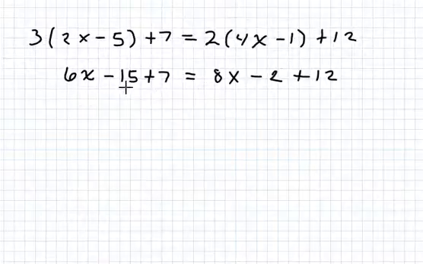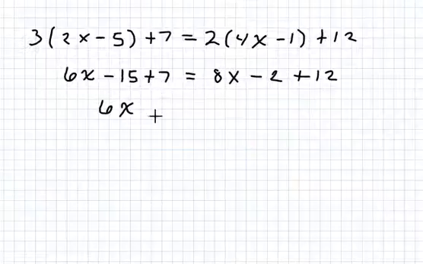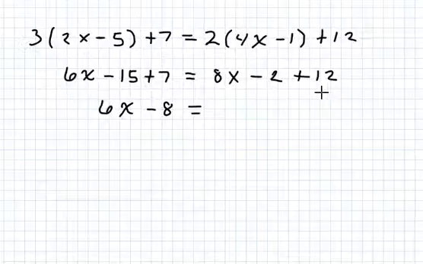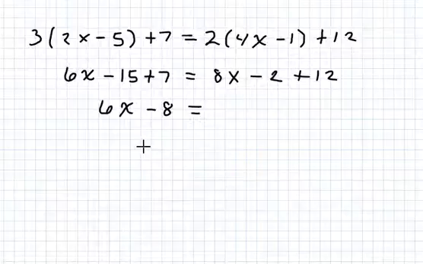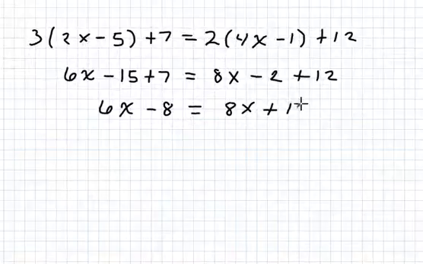Now we want to collect all our like terms up. Well, the only thing that we have like over here on this side of the equal sign is going to be the minus 15 plus 7. So we end up with 6x, and that's going to be a difference of, I believe, minus 8. And the like terms we have over on this side, and so we end up with 8x plus 10.